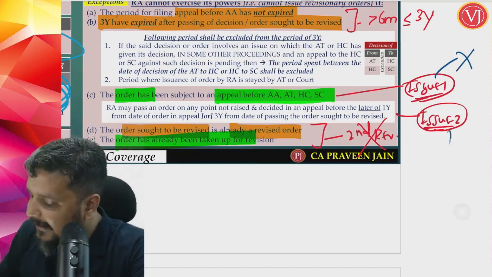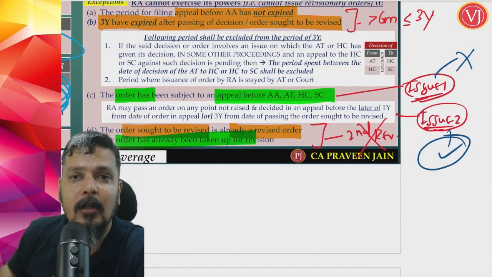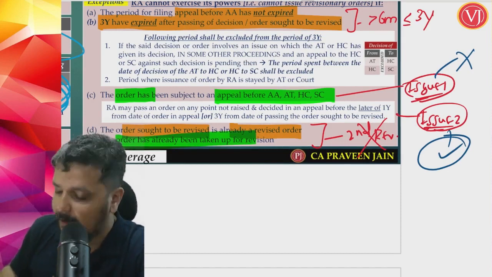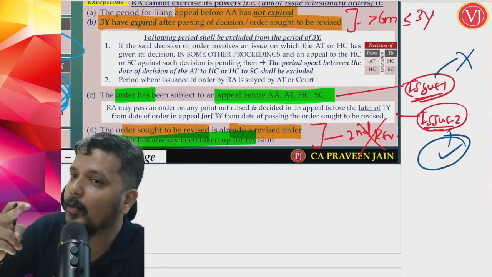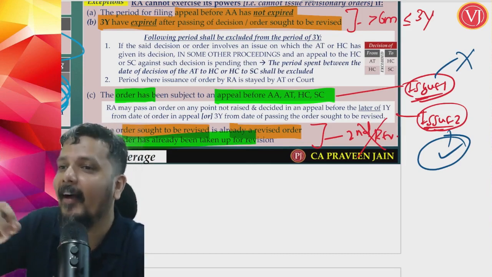Issue 2 can be taken up but they have to wait and watch. Why? Issue 2 can be taken up in between. Additional grounds could have been added.